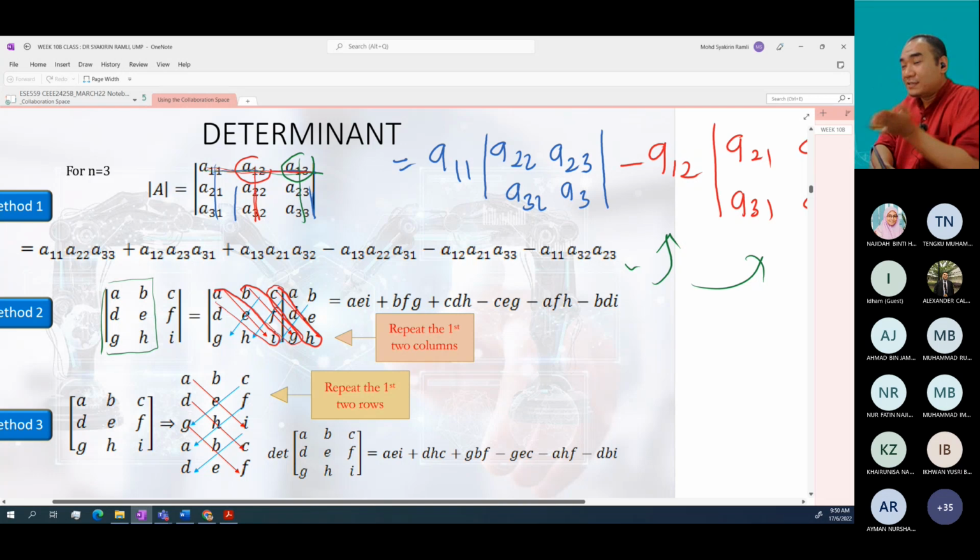Right? You take the diagonal punya value here, A darabkan dengan E, A multiply with E multiply with I, plus with B multiply with F multiply with G, plus with C multiply with D multiply with H. Right. Then you minus with, kita ambil yang off diagonal ni pula. Kan? Kita ada, we got C multiply with E multiply with G, minus with A multiply with F multiply with H, minus with B multiply with D multiply with I.